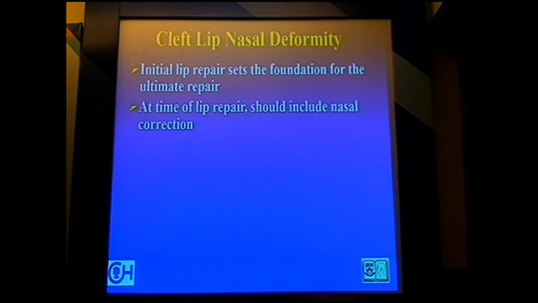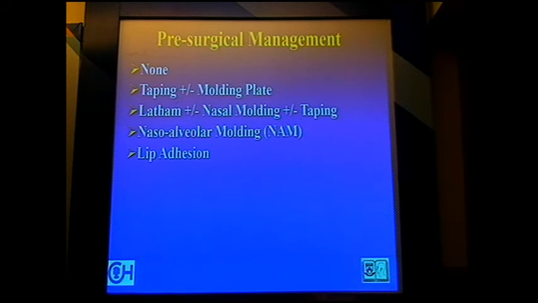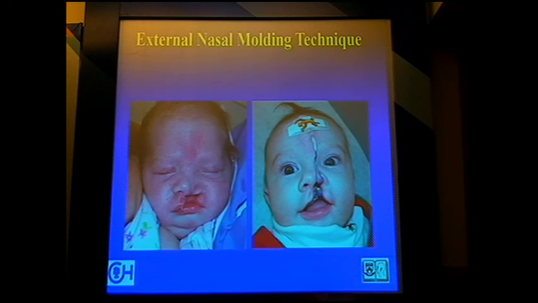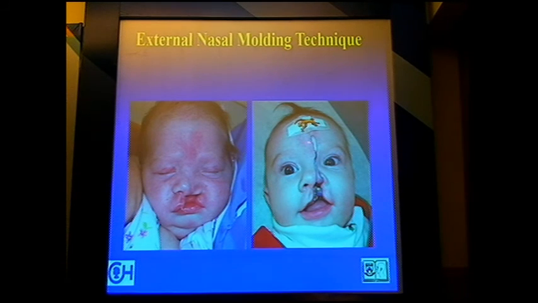The initial lip repair does set the stage for the repair and reconstruction of the nose. So at the time of the lip repair, we'll do a nasal correction to help with the appearance and also the long-term appearance of the nose. Sometimes before we do the lip adhesion, we'll do some taping or molding, or we'll try to get a little external molding piece. Here this is taped to the head, but actually pulls up on that ala a little bit as they get ready to close the lip.